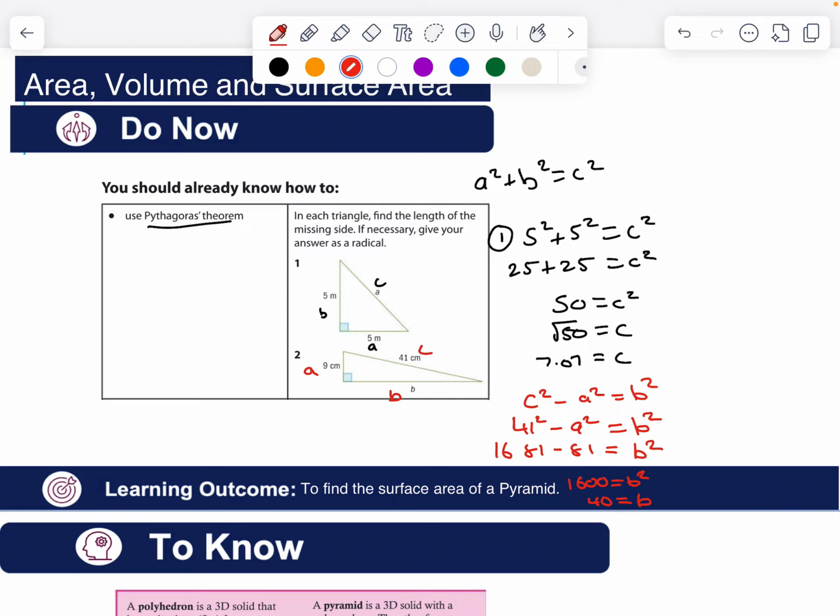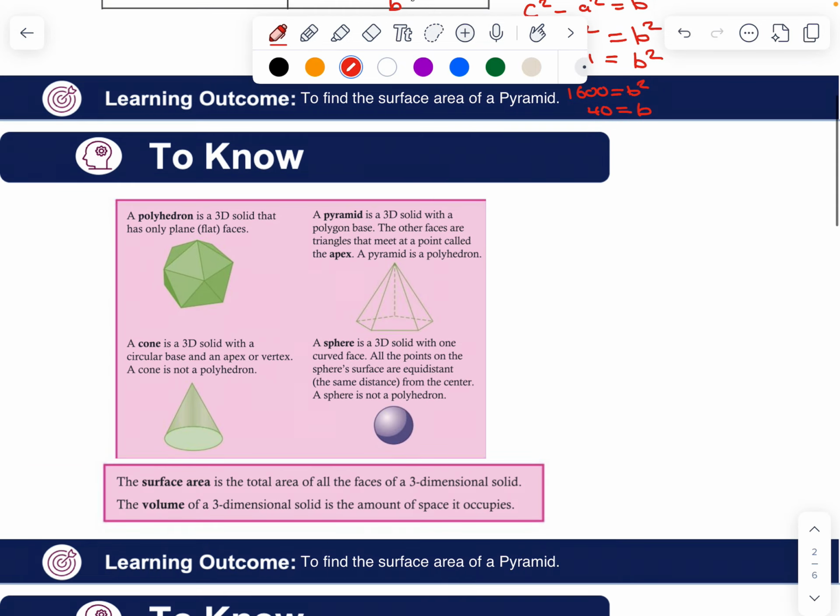Why are we doing Pythagoras? Because you might need to use it in some of today's questions. So if we go down, things that we need to know. These are just some different things about shapes, like whether we're going to be using a polyhedron, a pyramid, a cone, or a sphere. So today we're going to just be looking at pyramids. So a pyramid is a 3D shape, and the base is always a polygon. What that means is a polygon is where all the sides are straight. So it could be a triangle, square, hexagon, pentagon, and so on.